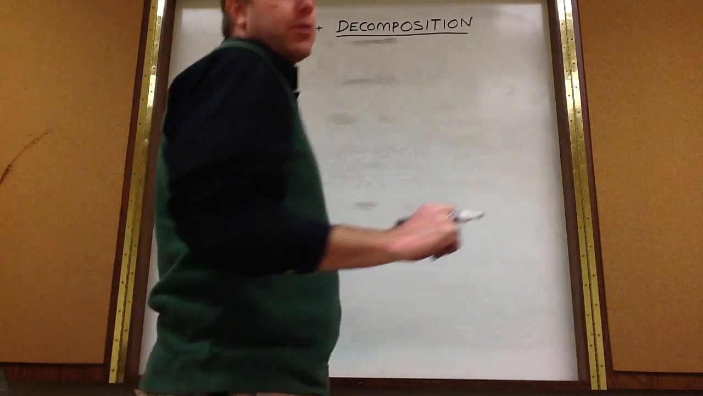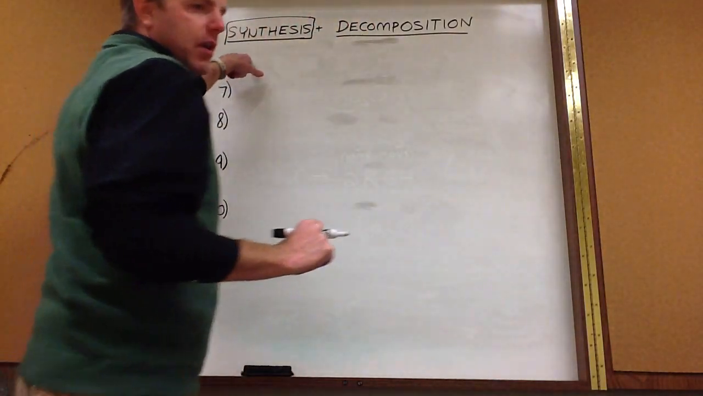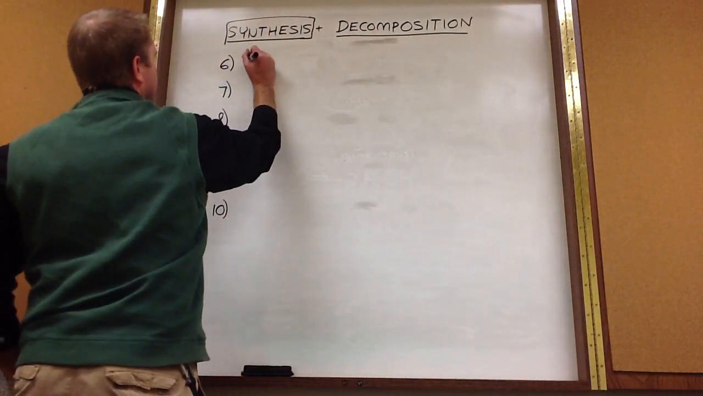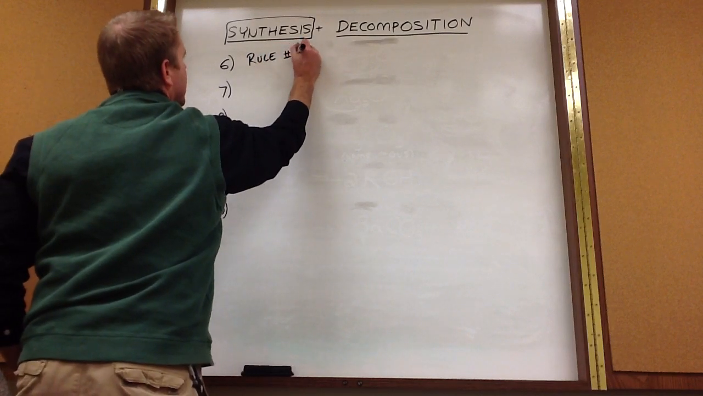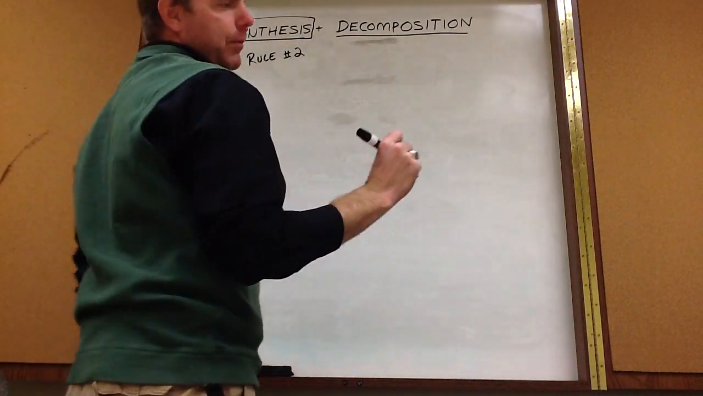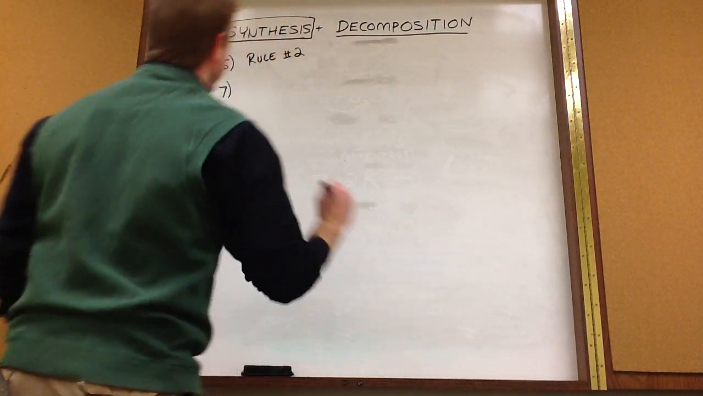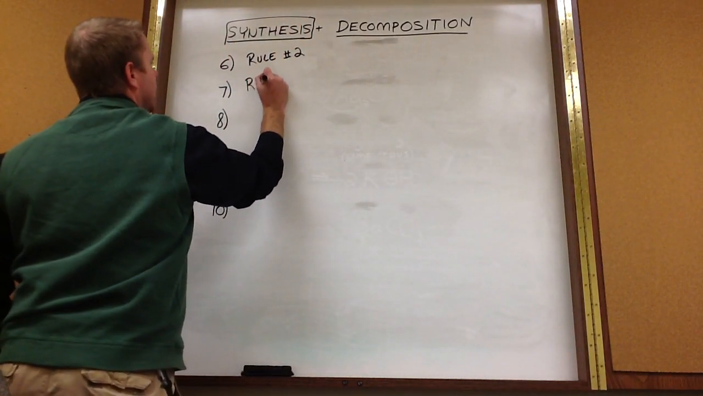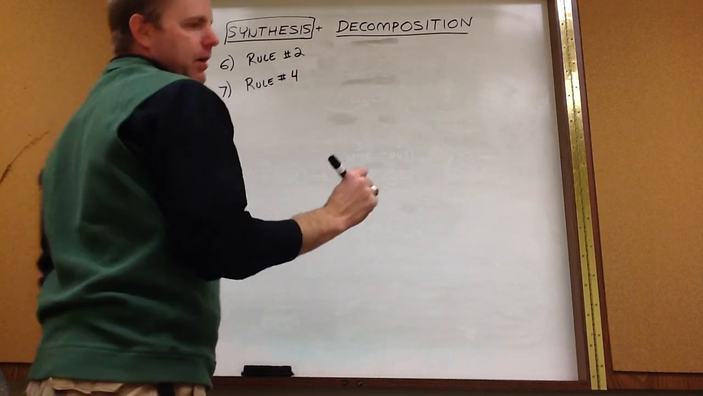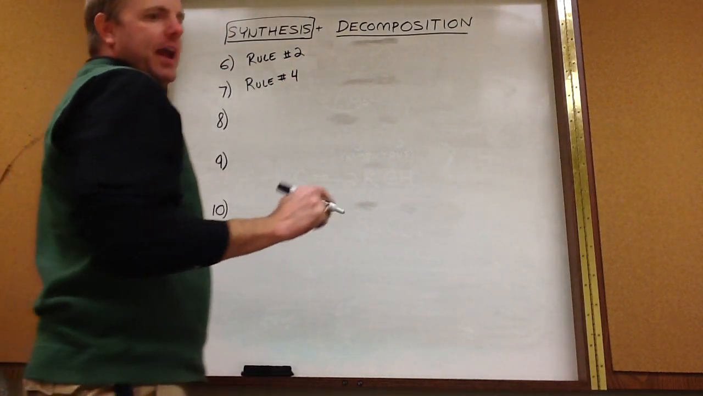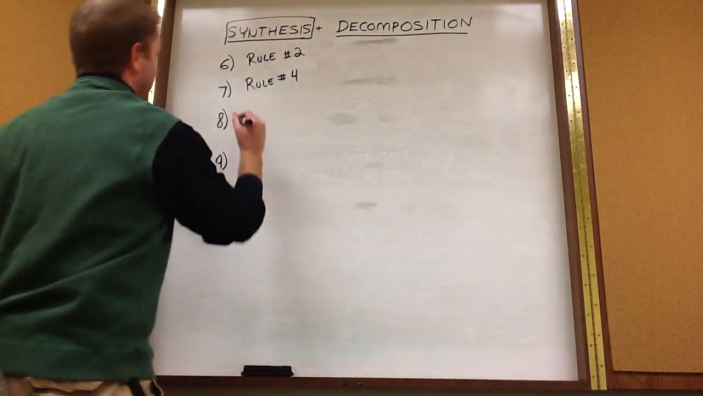So, first of all, let's go through the rest of them. Number 6, right? Number 6 is just a rule number 2. You can handle that one. We've already done an example. Number 7 is a rule number 4. We've already done one also. Number 8 is a rule number 5, I believe. Yep.